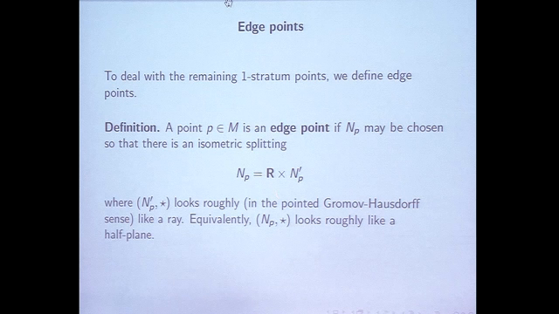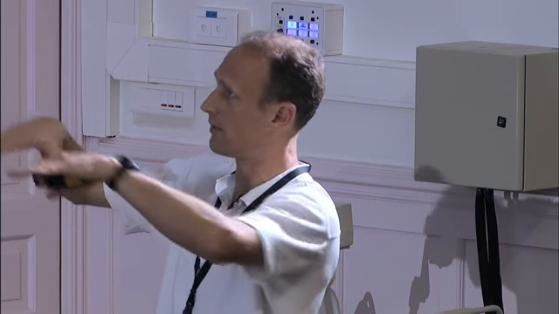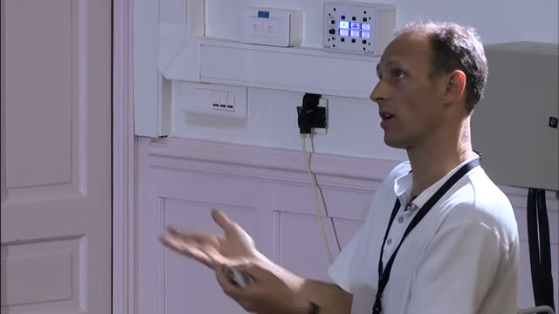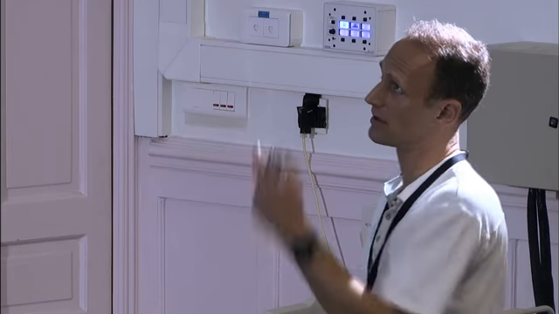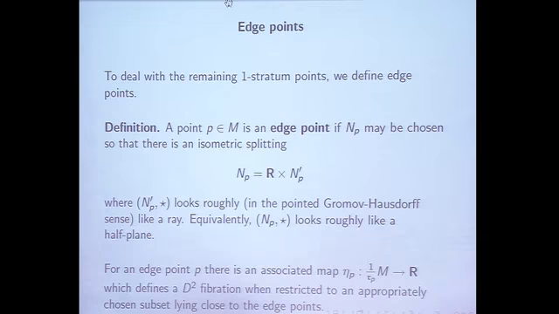So in this case, the model manifold looks, in the Gromov-Hausdorff sense, like a half-plane. And since the model manifold is a good approximation to the manifold M, you can say the same thing about M. That's why we call these edge points. And in this case, you have, again, a projection map to R. If you restrict that to the right part of the manifold, you get a D2 fibration of a subset of the line close to the edge points.